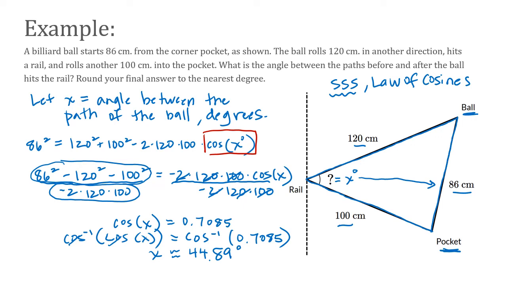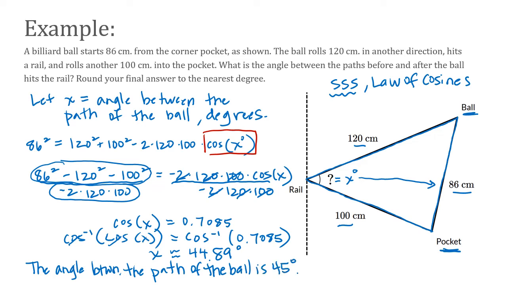So the question was, what is the angle between the paths? And round your final answer to the nearest degree. So I'm going to say the angle between the paths, or the path of the ball, to the nearest whole degree, is going to be 45 degrees.